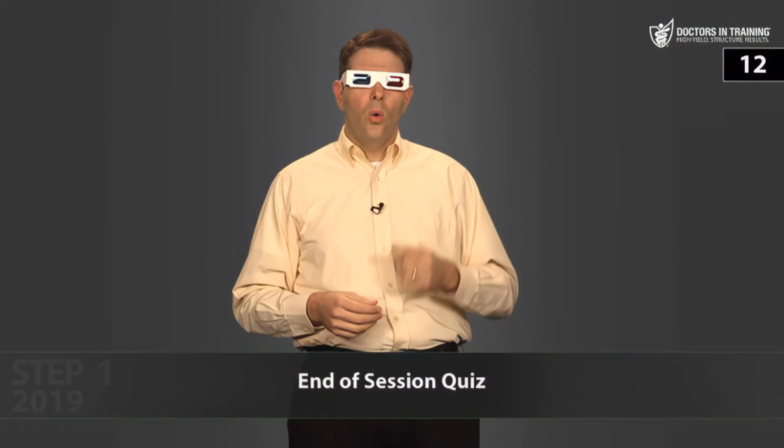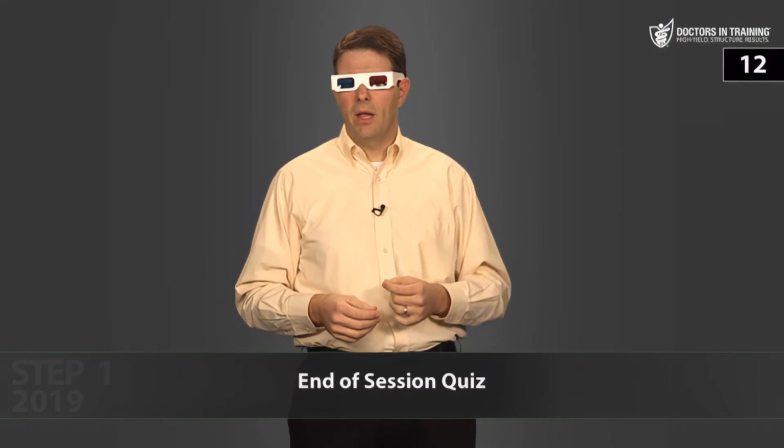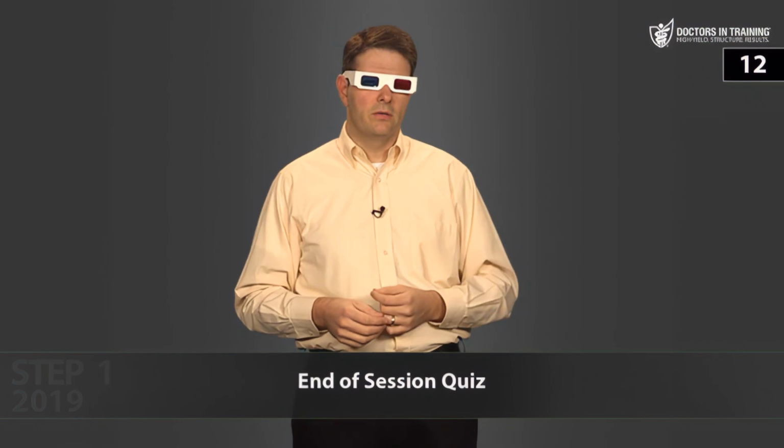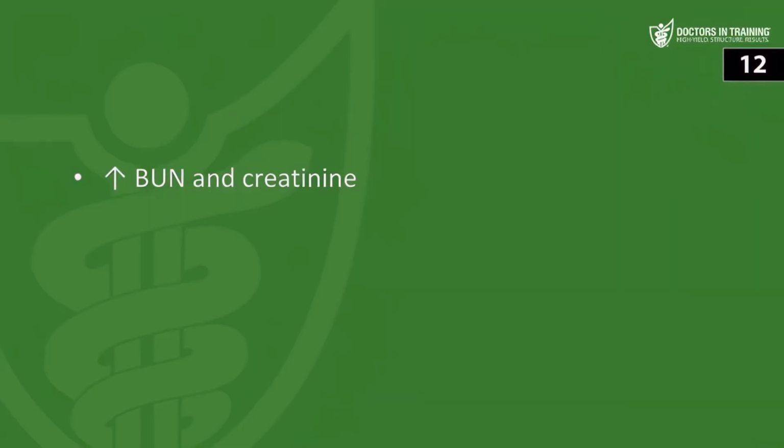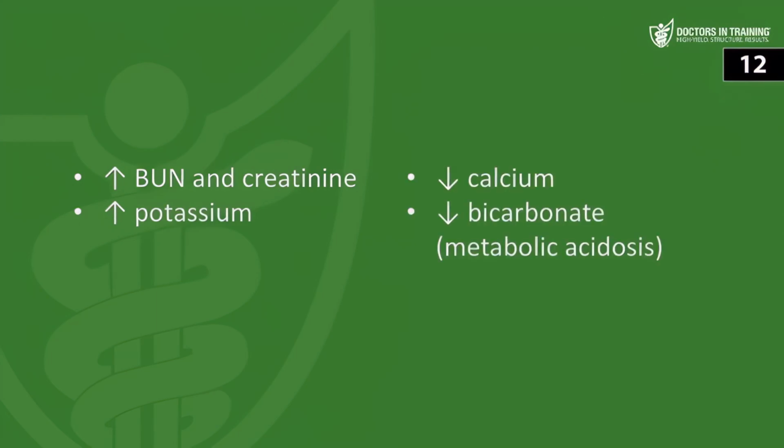The last question, what changes will be seen in a basic metabolic panel in a patient with renal failure? So the main changes to know about are elevated BUN and creatinine, potassium is often elevated, calcium may be low, and if there's metabolic acidosis, the bicarb may be low.